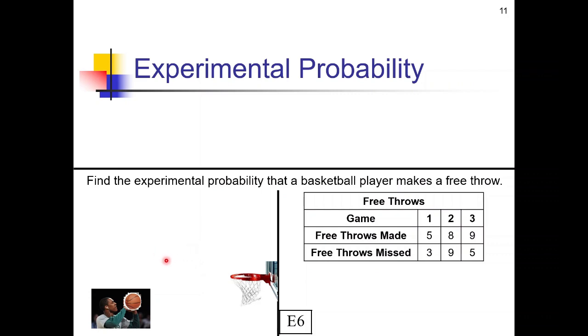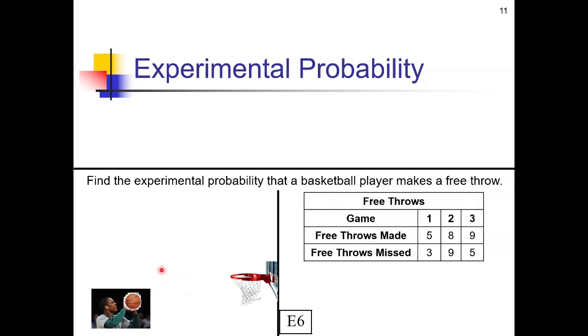So if we try to think of this from a theoretical standpoint, the sample space is making the free throw and missing the free throw. There's two outcomes. So that would suggest theoretically this player has a 50% chance of making the free throw. But that doesn't really track with real life basketball players who typically have a much better than 50% free throw percentage. So something else is going on.